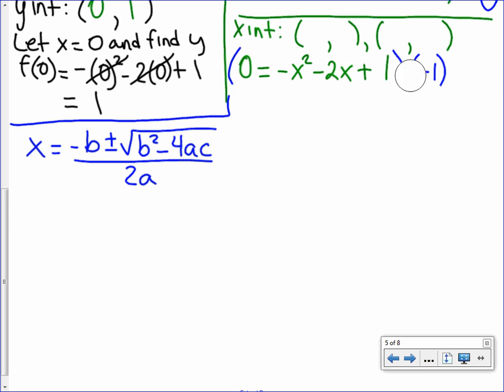So I guess this step was kind of useless, right? To multiply by negative 1. What was this? Positive 1? Okay. All right, so remember how I told you I want you to write this down. A is equal to -1, B is equal to -2, and C is equal to +1.